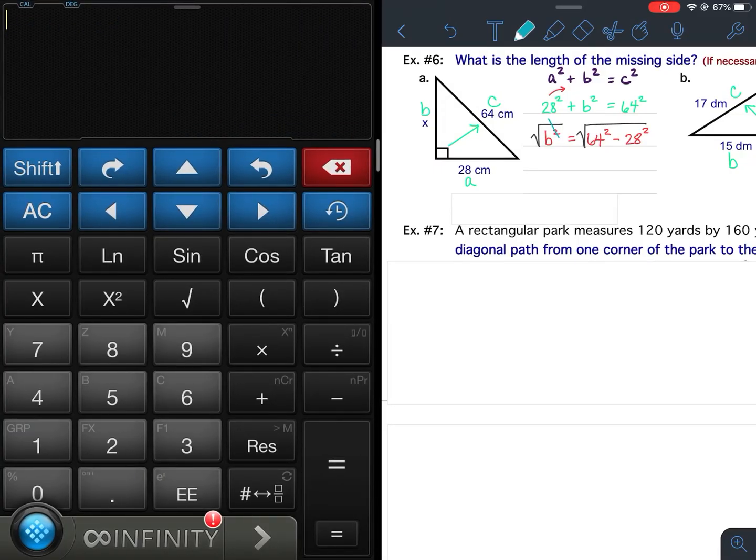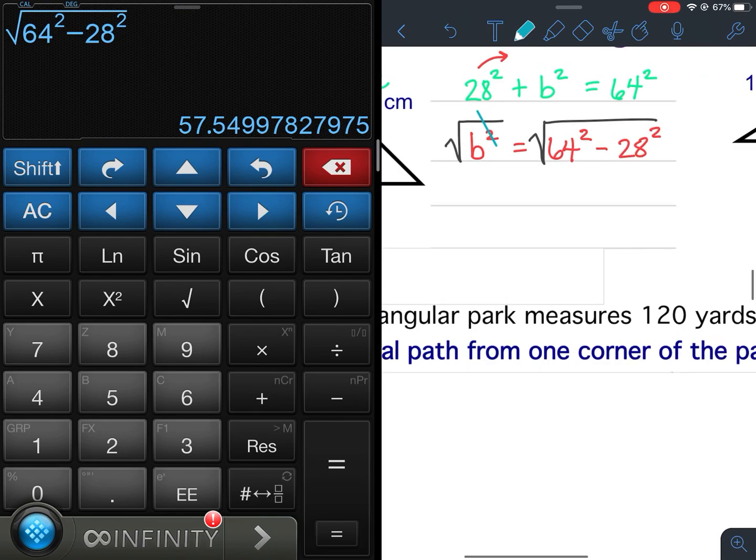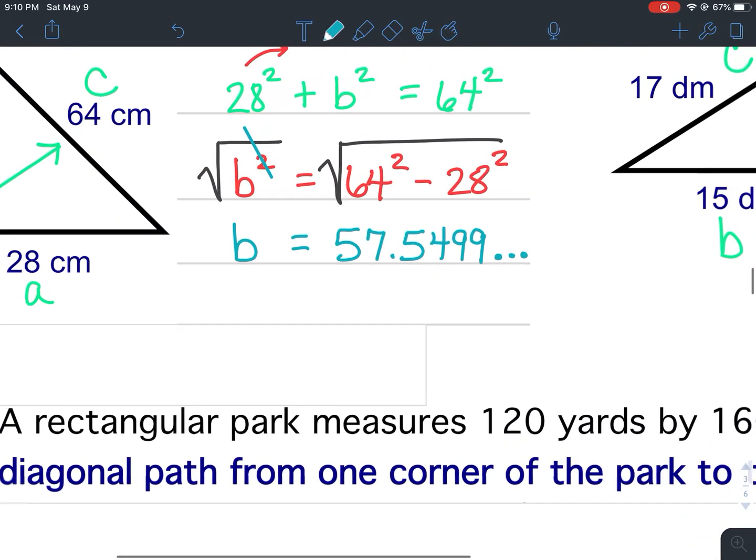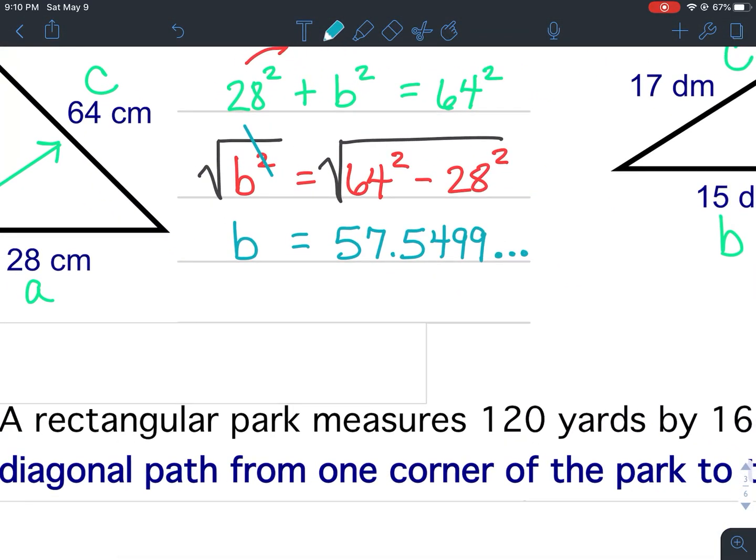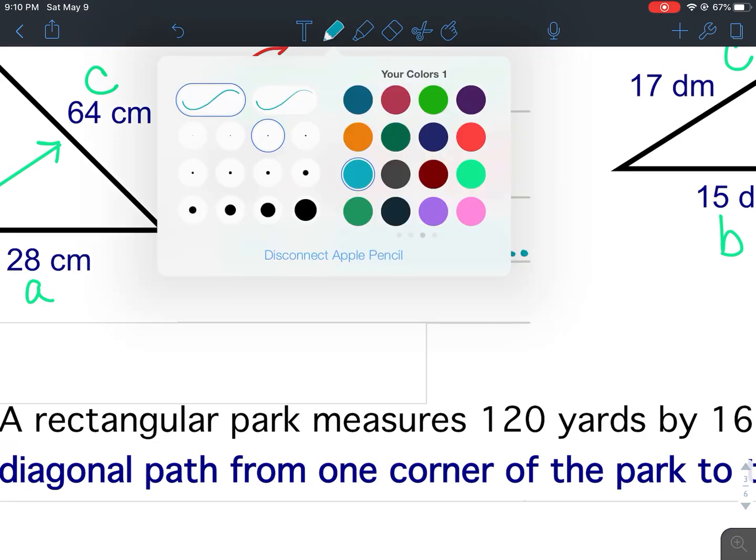Okay, so I'm going to take the square root of 64 squared minus 28 squared, and we get that big long number. So let's write that down. So B equals 57.5499, and put the ellipsis. All right, now because it's that type of number, we have to round it. And the directions say to round to the nearest hundredths.